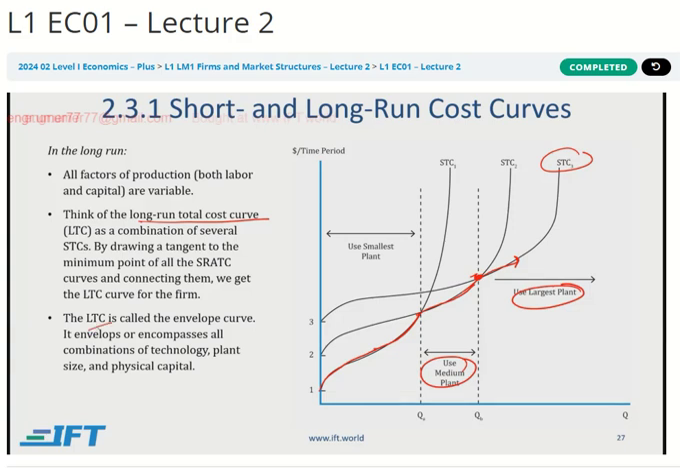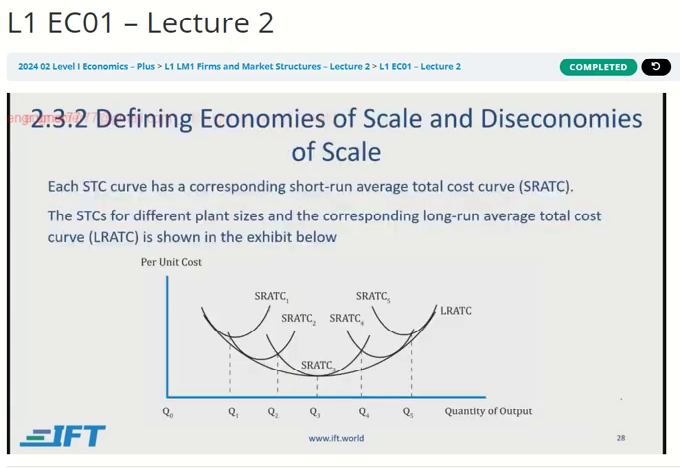And this long run total cost curve is called the envelope curve, and it envelopes or encompasses all the combinations of technology, plant size, and physical capital. Now this is total cost. It is obviously going up as your business is increasing, but if you divide the cost by the number of units and you calculate an average cost, what you will see is that it comes down, right? But even the average cost, let's say this is you making bread from your home, it comes down, the average cost per bread comes down, but it starts to go up.